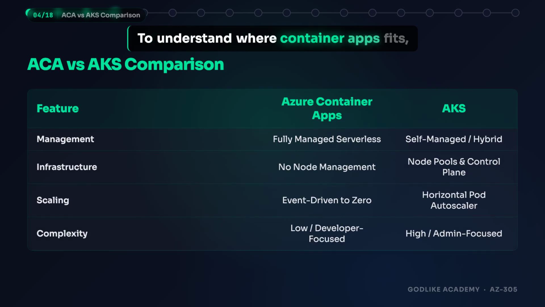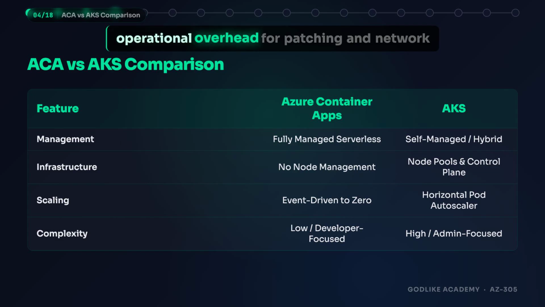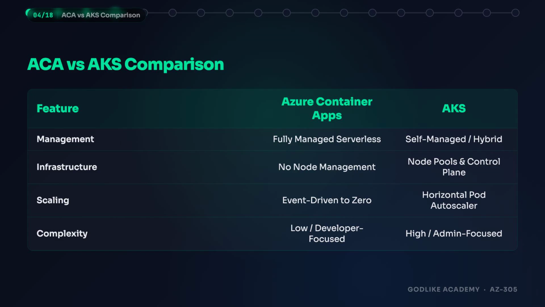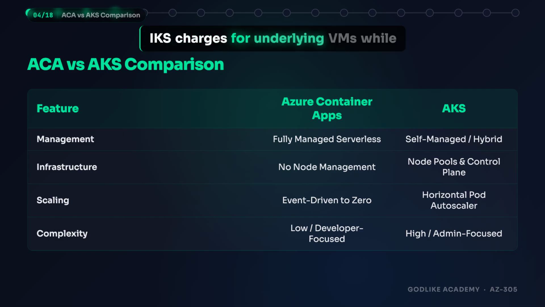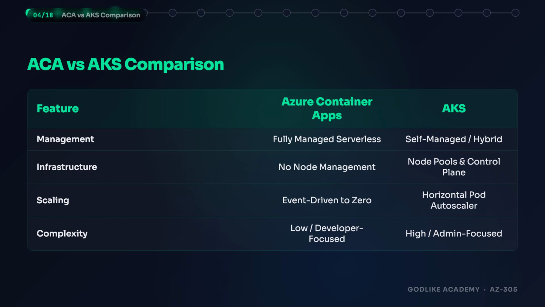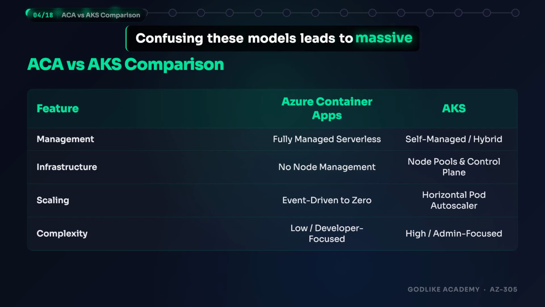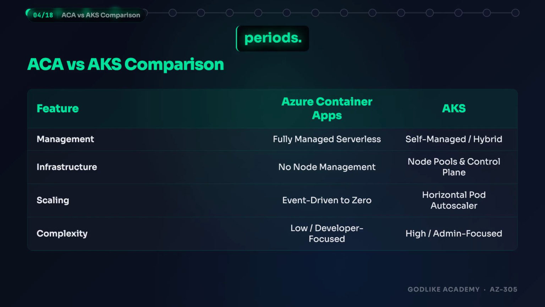To understand where Container Apps fits, compare it directly to Azure Kubernetes Service. With AKS, you manage the control plane and worker nodes, requiring significant operational overhead for patching and network policies. Container Apps is fully managed. You only define container specs and scaling rules in a YAML file. The cost model differs. AKS charges for underlying VMs, while ACA charges per vCPU and memory second with automatic scale-to-zero capabilities. Confusing these models leads to massive overprovisioning costs during low-traffic periods.